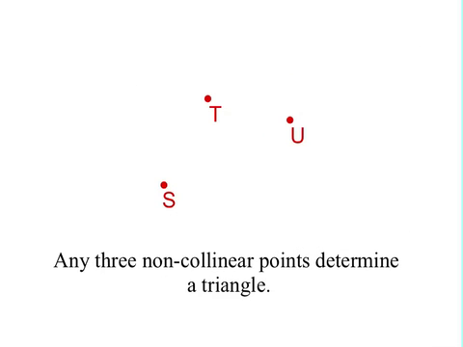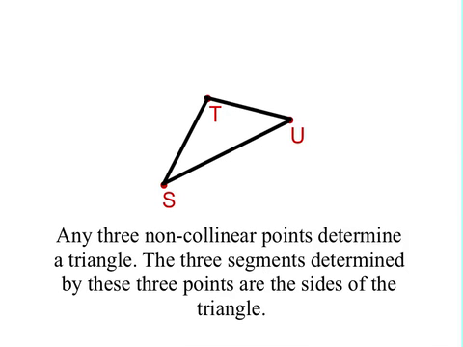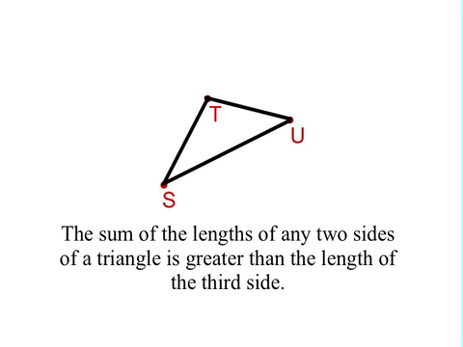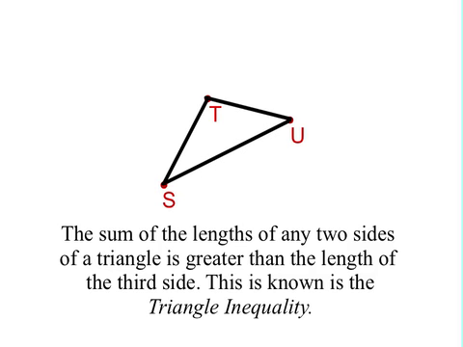Any 3 non-collinear points determine a triangle. And here it is. The 3 segments determined by these 3 points are the sides of the triangle. The sum of the lengths of any 2 sides of a triangle is greater than the length of the third side. And this is known as the triangle inequality.